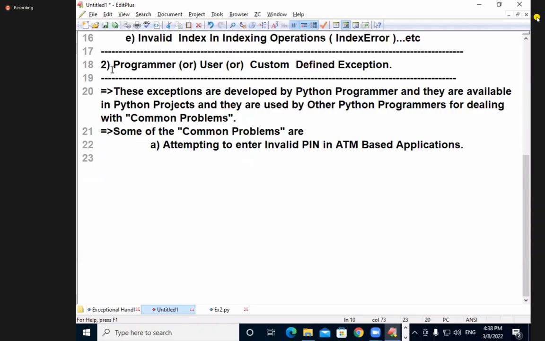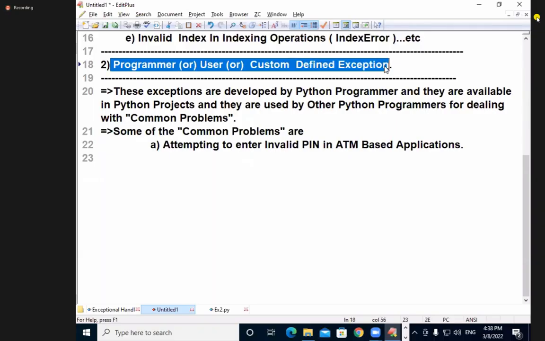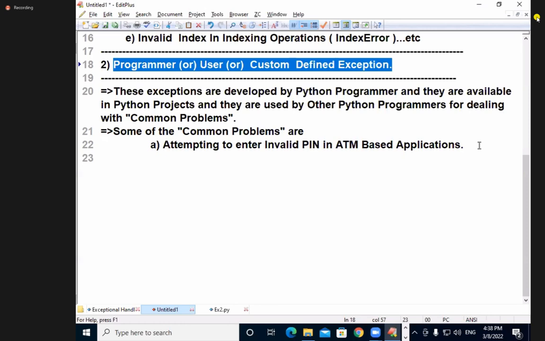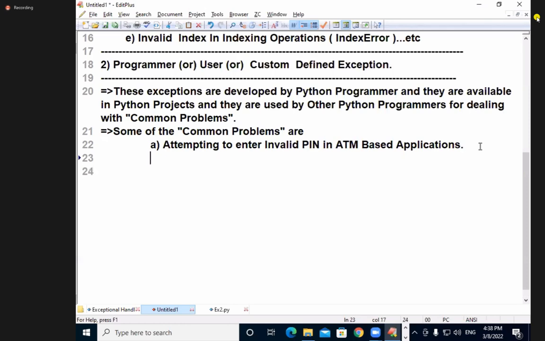That's why it is named as which exception? Programmer defined exception we can call. I will explain this in the separate part number 2 of my exception handling. Very shortly we will discuss that, in the next class we will discuss. Second point I am going to enter.